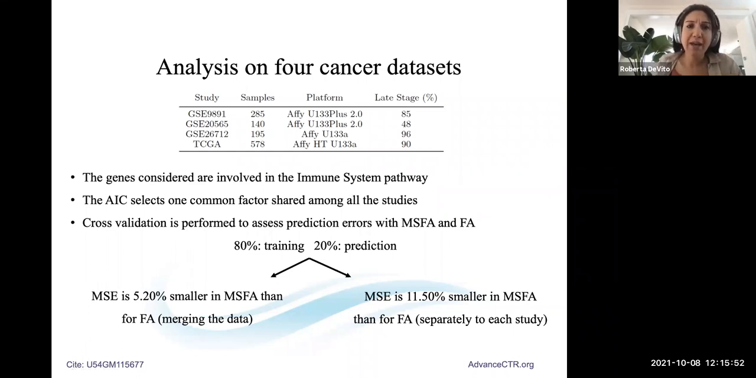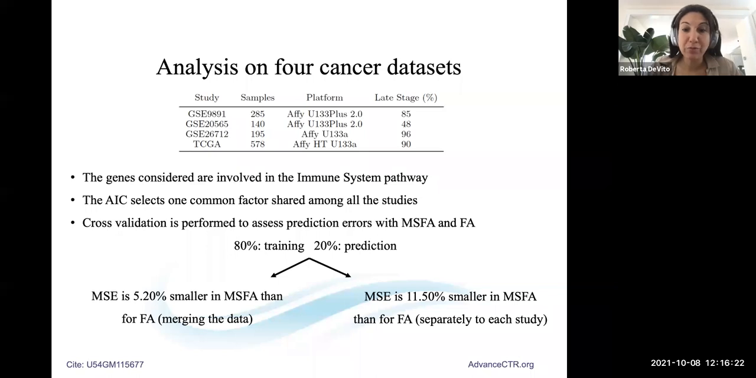And we detect the reproducible factors, the reproducible patterns, via the AIC criterion. And the model selects one common factor shared among all of these studies. We also perform a cross validation by keeping 20% of the units for prediction, so we are using 80% of our data for training.